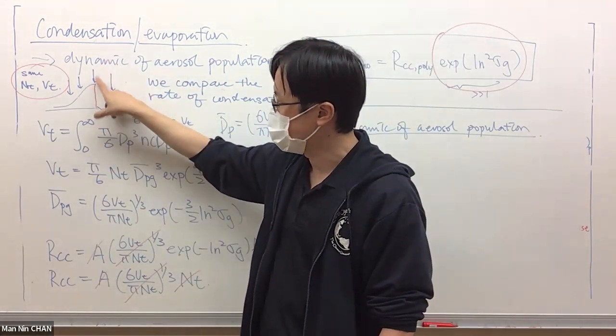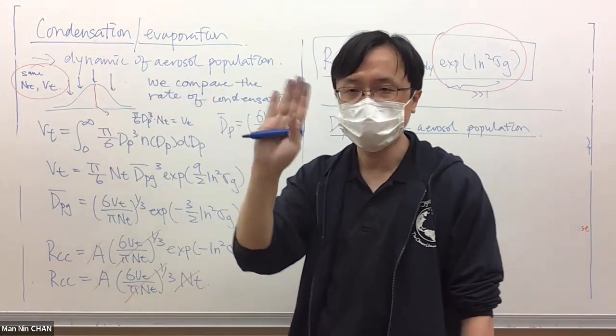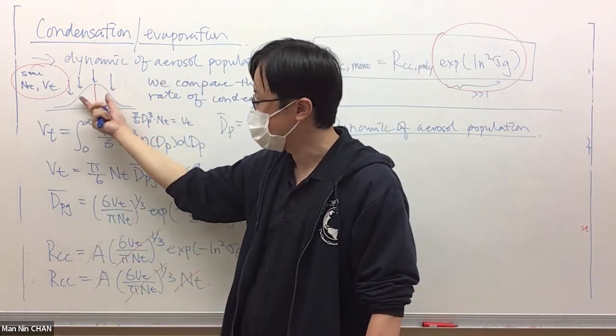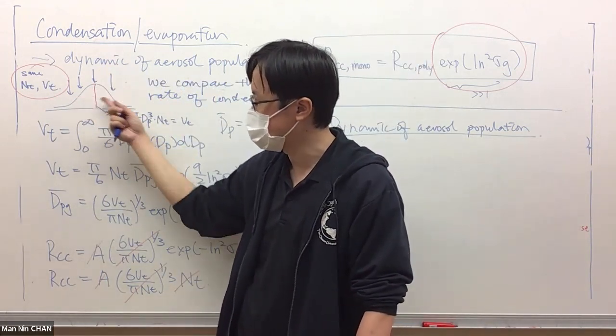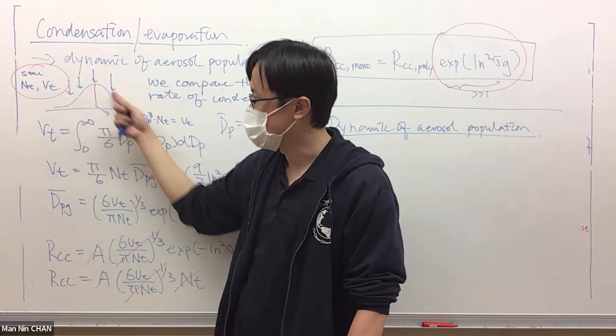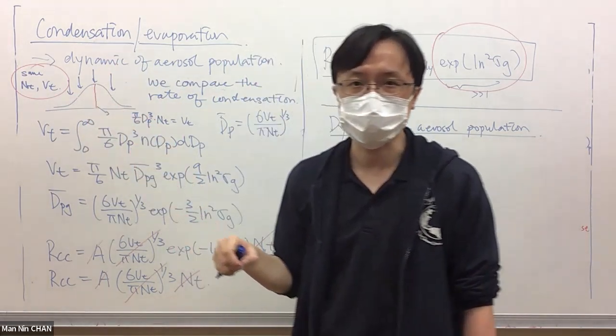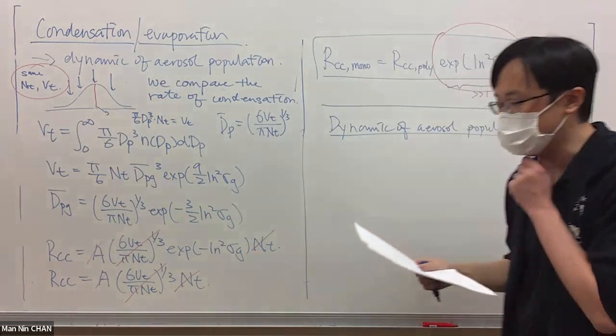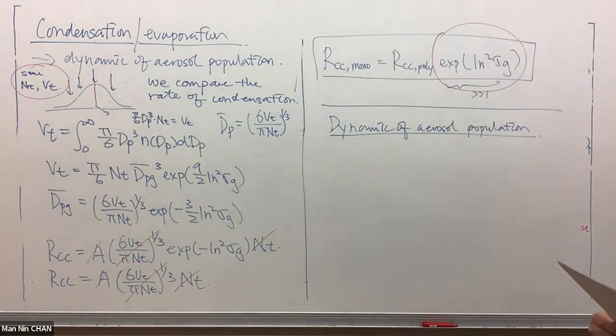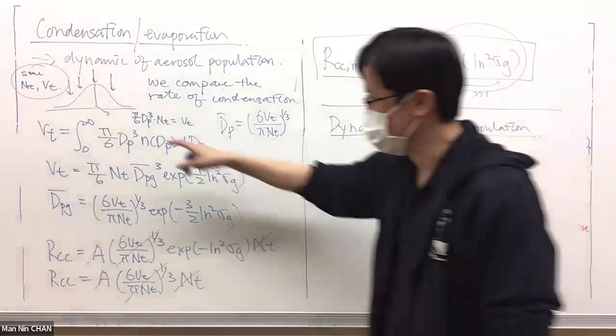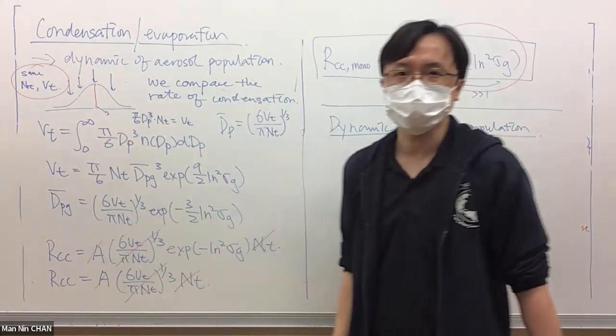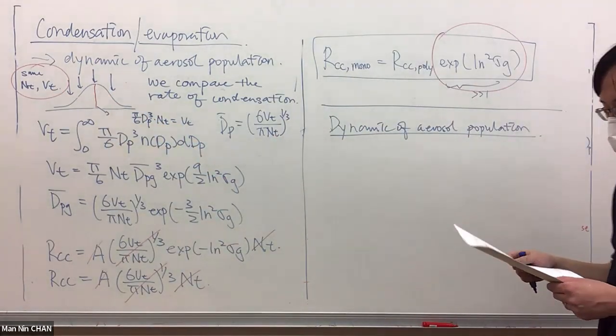But if you have condensation, at the very beginning, if this is your size distribution, the shape of this will change with time due to the condensation. So therefore, we want to derive an equation to describe how the aerosol population will change due to this condensation or evaporation.